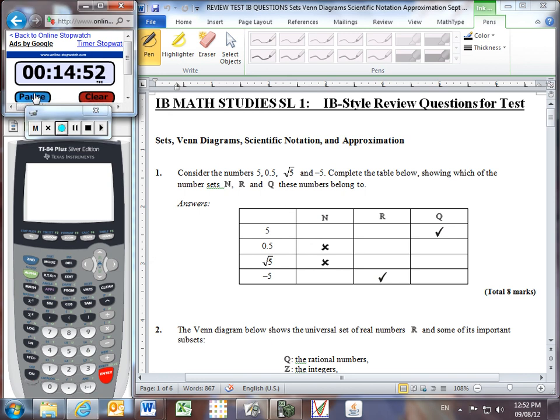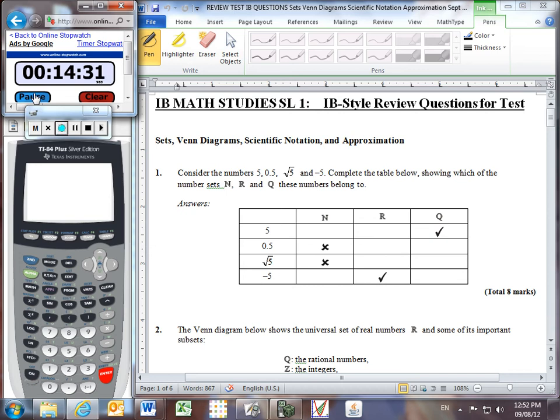Alright, so we're going to be solving some IB style questions in order to prepare you for the test that you have first class this coming week. And it's concerning the topics of sets, Venn diagrams, scientific notation, and approximation. Let's look at number 1.